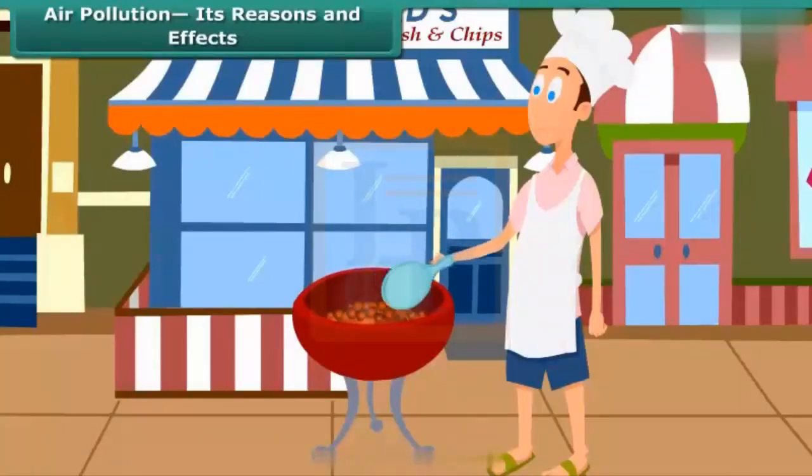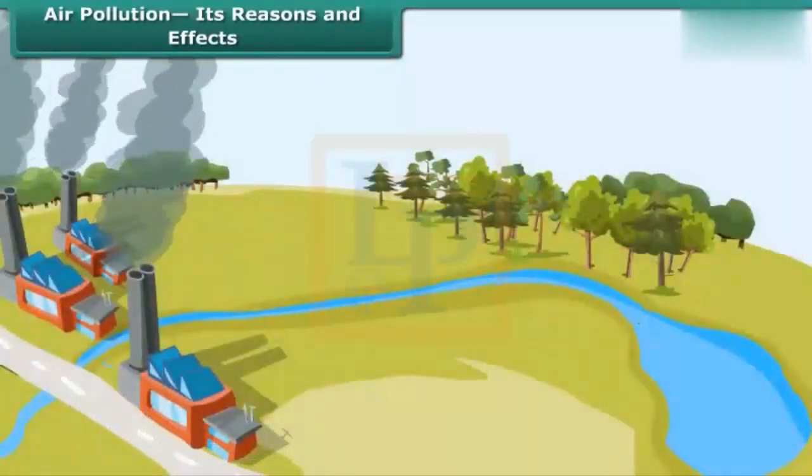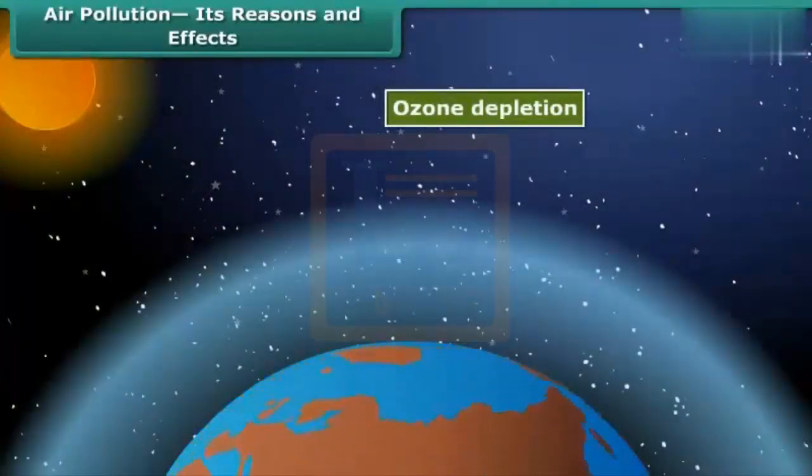The substances that cause air pollution are called pollutants. Mainly, air pollutants are the gases discharged from industry and motor vehicles. Air pollution also creates global problems such as ozone depletion by gases like chlorofluorocarbon and global warming by carbon dioxide.